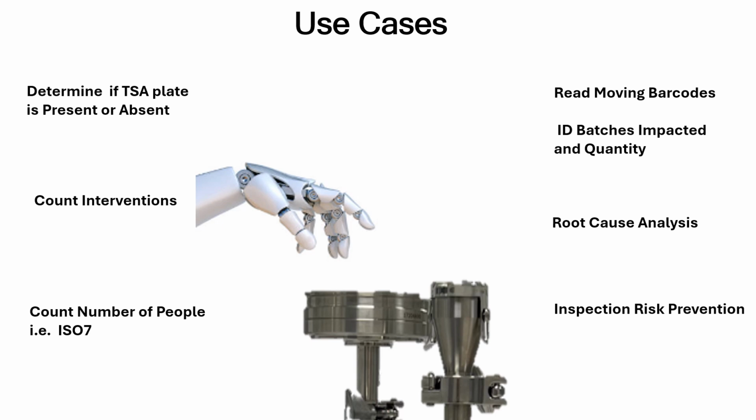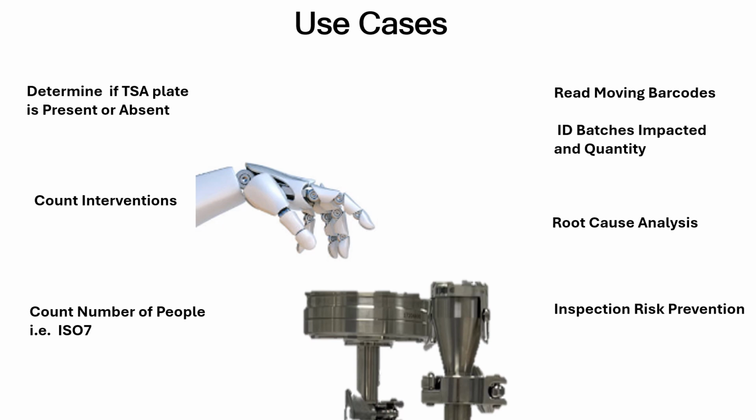For example, you want to determine if a TSA plate is present or absent inside of the microbial impactor. Well, you can acquire that information. You can also see whether or not the lid is either open or closed on the particle counter, and that can be visually assessed. You can check how many interventions you had. You can track or count the number of people that are in a room. You can read moving barcodes, and I don't just mean down a conveyor belt. I mean barcodes that are being moved throughout the laboratory. So you can track that type of thing with machine learning, specifically with AI.